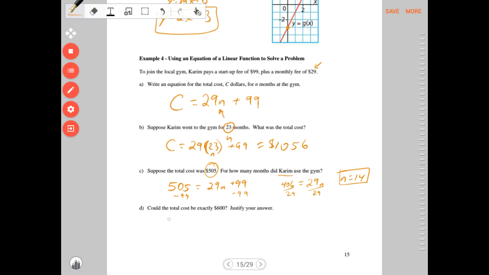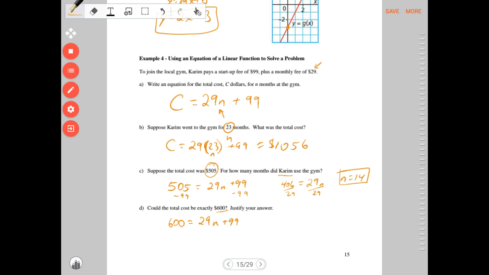Okay, and then could the cost ever be $600 exactly? Oh, well, there's a couple of ways we could do this. The first of which is to solve it just like we did with C. Just put 600 into the cost, and solve for n. If it works out nicely, then sure, it can equal $600. If it doesn't work out nice, then that number wouldn't work.